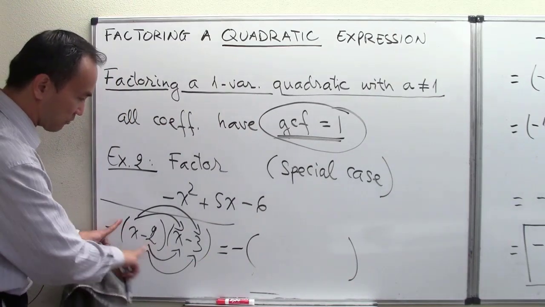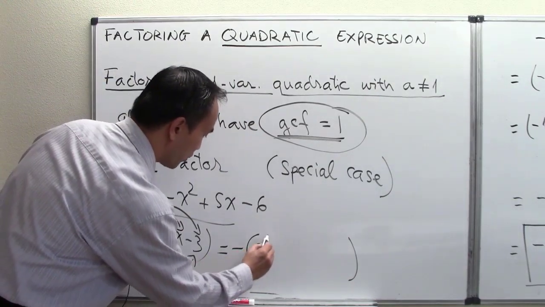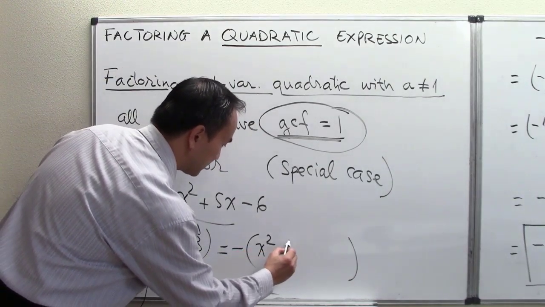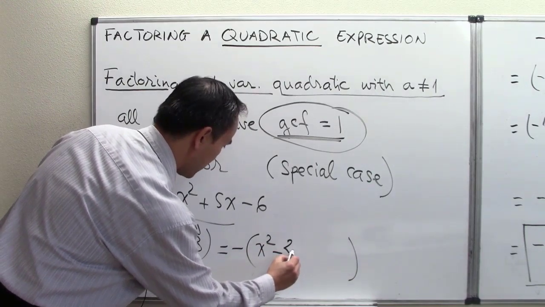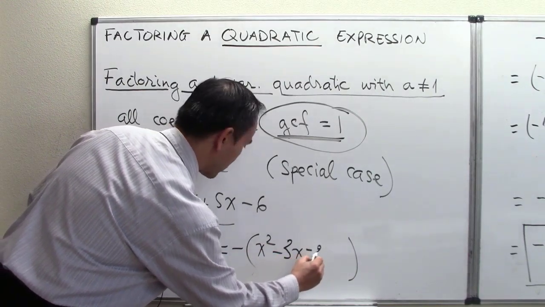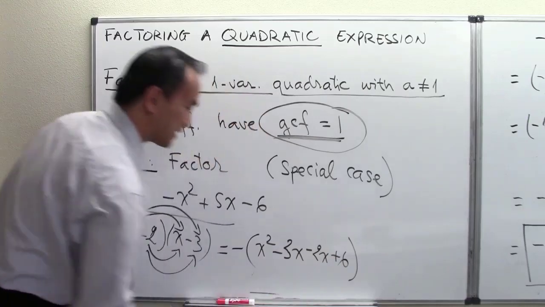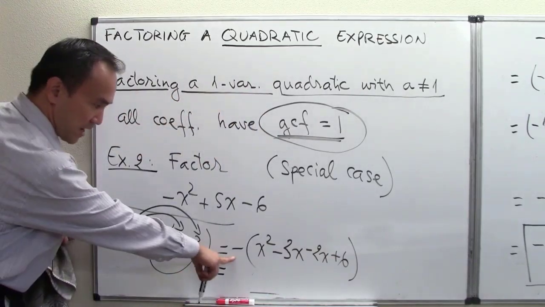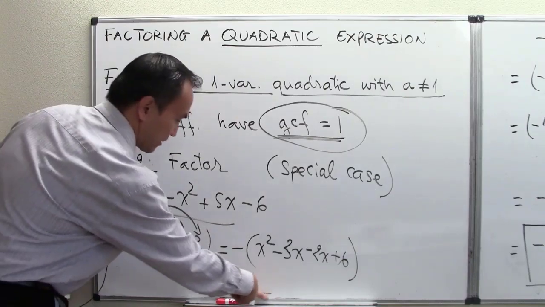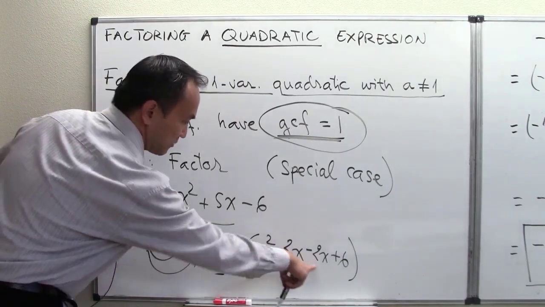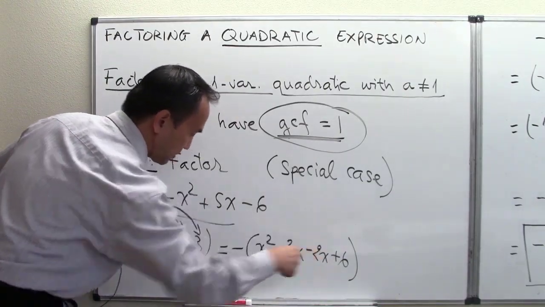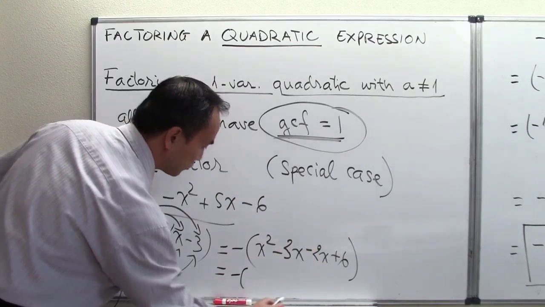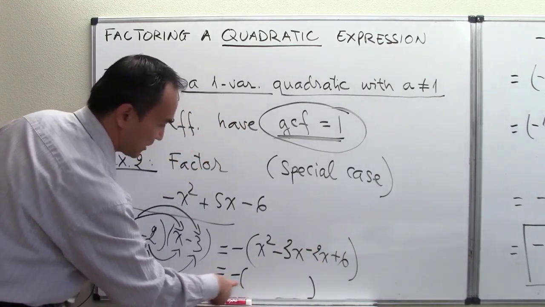So after foiling, we're going to have x squared minus 3x minus 2x plus 6. That's foiling. And then see, the negative sign here remains exactly the same. And now I'm going to combine like terms for those terms inside of my parentheses. I'm still leaving the negative sign here in front of the parentheses.